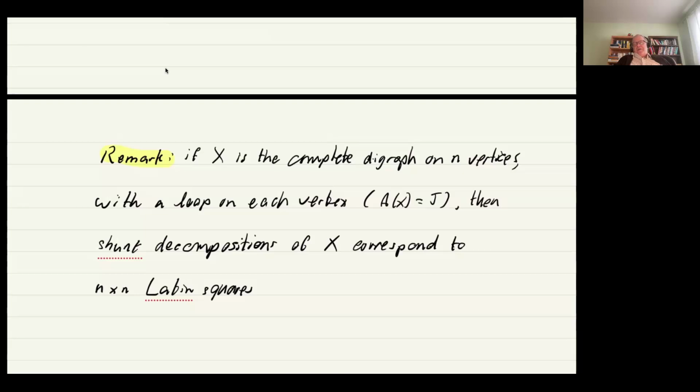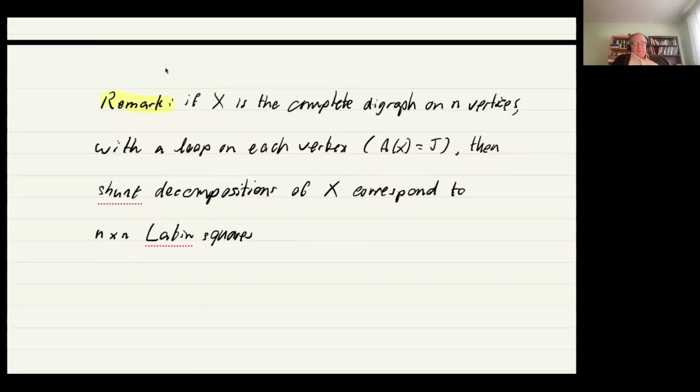And so now for each Latin square, we have attached to it a shunt decomposition walk. Now, no one's ever thought about what you do with these things, and so that's where I'm going to stop.